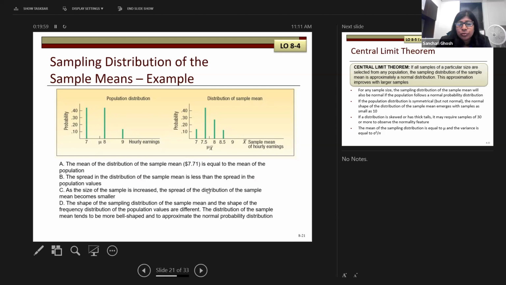As the size of the sample is increased, the spread of the distribution of the sample mean becomes smaller and smaller, and starts approximating the population mean. The shape of the sampling distribution of the sample mean and the shape of the frequency distribution of the population values are different. The distribution of the sample means tends to be more bell-shaped and to approximate the normal probability distribution. As I was saying, it's not exactly bell-shaped, but it's an approximation of the normal distribution.